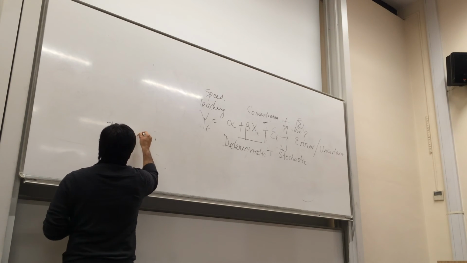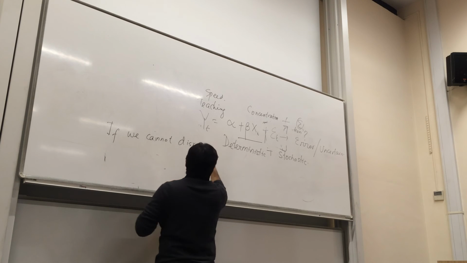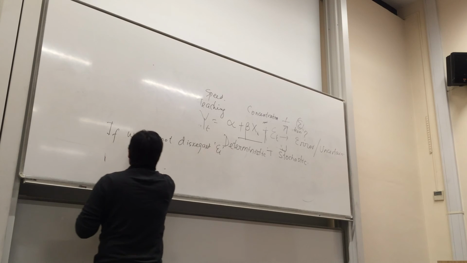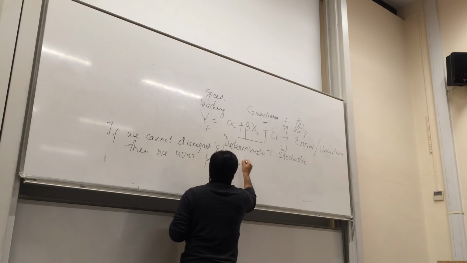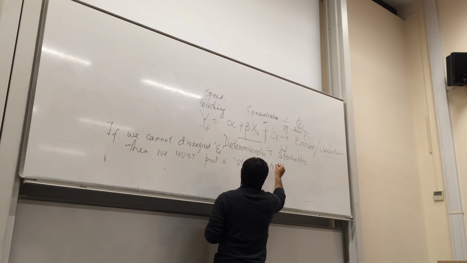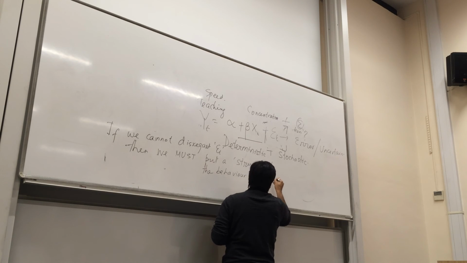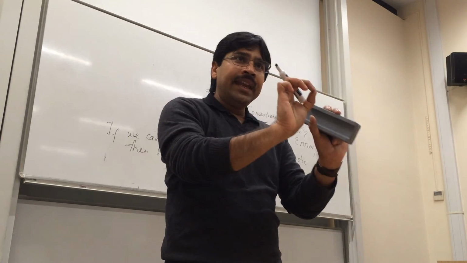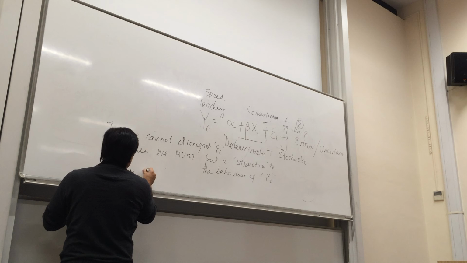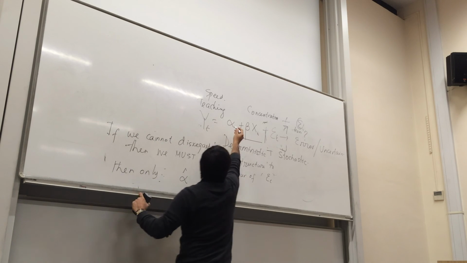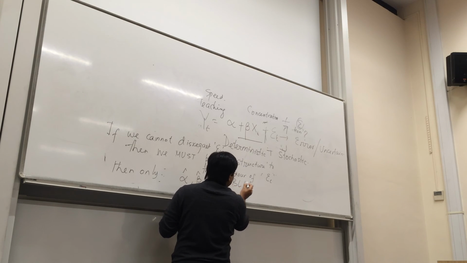If we cannot disregard epsilon, then we must put a structure to the behavior of epsilon. Only when we have put some structure on the error term, like IID, etc., then only can we say alpha hat and beta hat are BLUE, meaning best linear unbiased estimator.